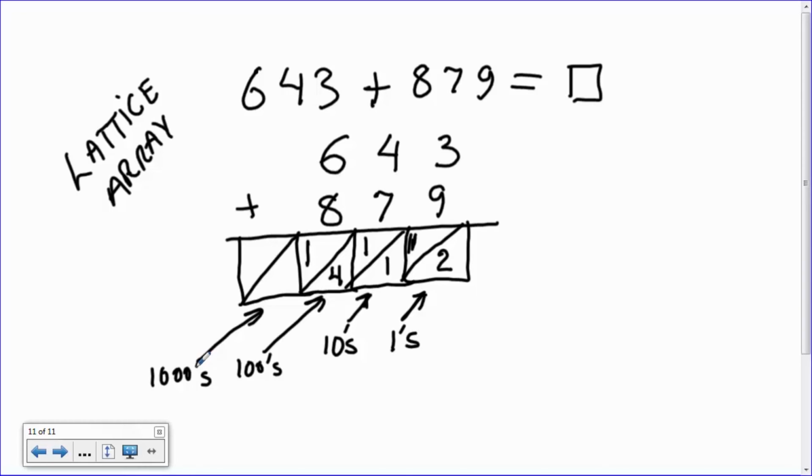And so all this leads to what? 1,522. So here we go. 1,000 in the thousands column. Add the 4 and the 1, which is in the hundreds column or diagonal. So that's 5 100ths. In this diagonal is the tens. So there's 1 and 1. That's 2. That's 20. And then finally in the ones is 2. So it's 1,522. That's called lattice array. Let's do one more just for the heck of it.